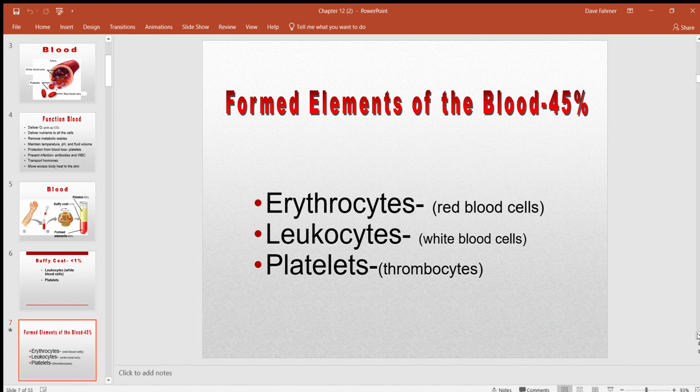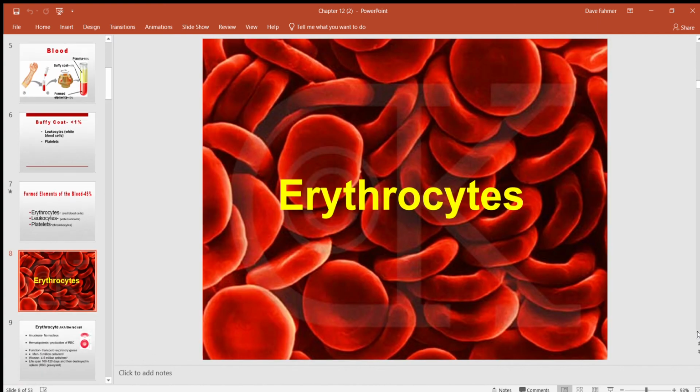When we look at the bottom of that test tube, the dark red area, that's what we call the formed elements. And the formed elements of the blood make up about 45% of the blood, which would be mainly your red blood cells. The bottom area is going to be very thick, very viscous, and the reason why it's red, obviously, is it's mainly made of red blood cells. Red blood cells are called erythrocytes.